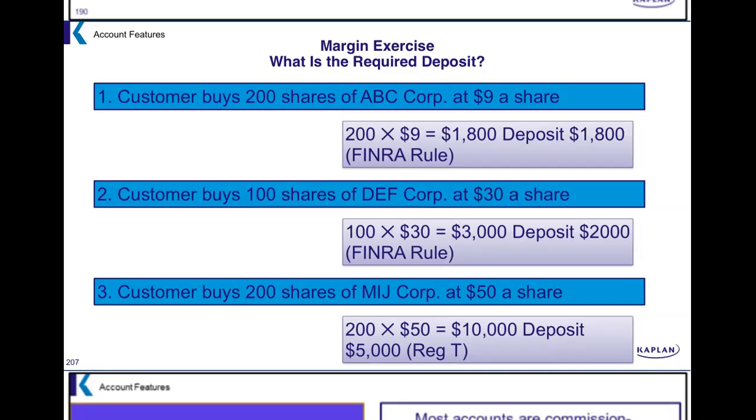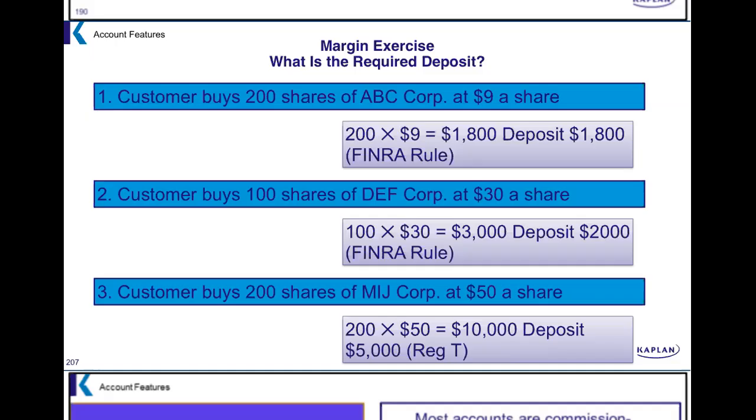All right. Remember the FINRA rule, the minimum is 2,000. Reg T says 1,500. Here we have a customer that buys 200 shares of ABC Corporation at $9 a share. 2 times 9, that's 1,800 bucks. The FINRA rule is 2,000. The Reg T rule would be 900. Since it doesn't meet the minimum of the FINRA rule, the entire amount of the purchase would have to be deposited.